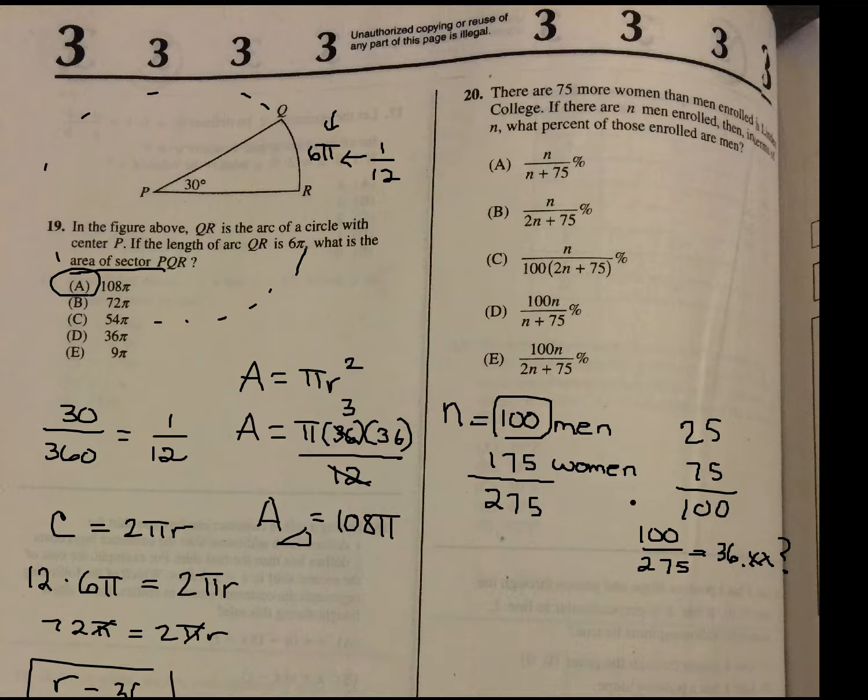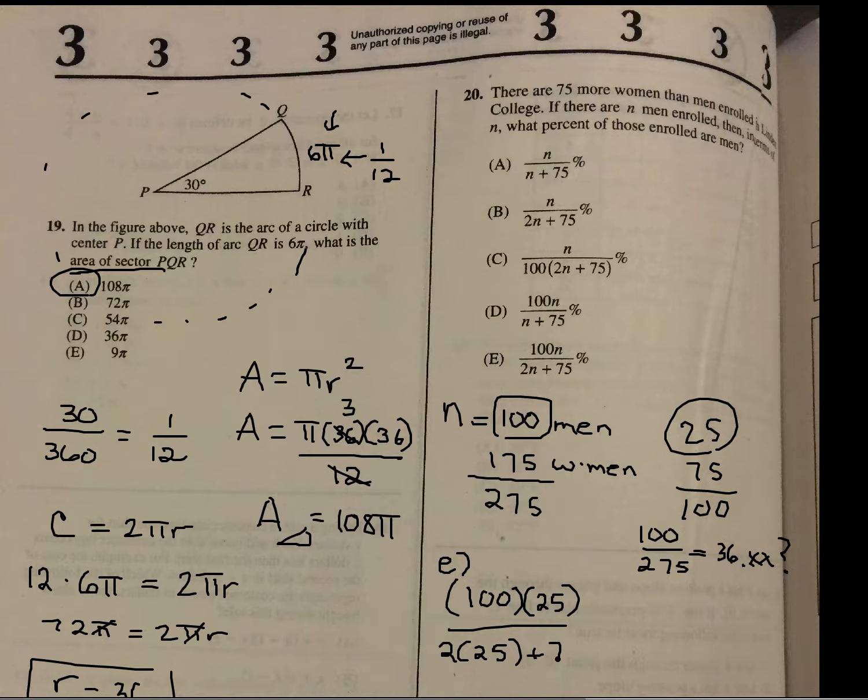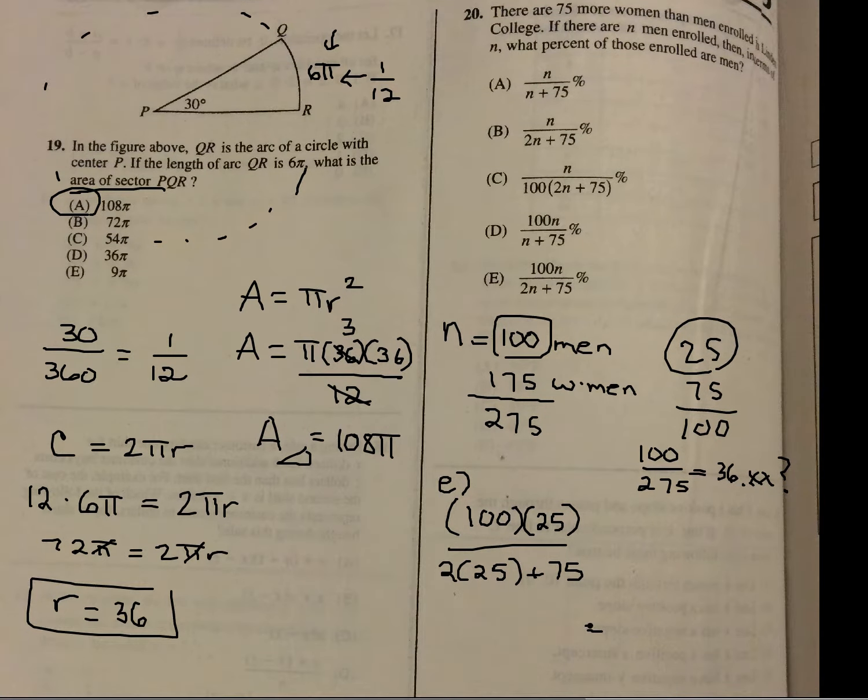So you just take your number. I'm just going to take my 25. I just reduced it. You could either take 100 or 25, put it in, and just to save a little time, I'm putting in the right one. It ends up being E. There's no fast way about this. So if I did 100 times 25, or 100 times 100, divided by 2 times 25, plus 75, I am going to get 36 point whatever percent. So the answer is, in fact, E.